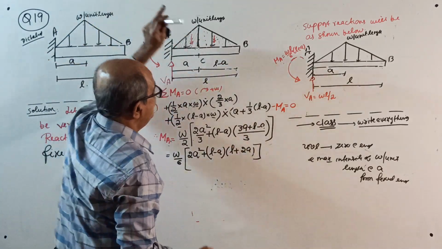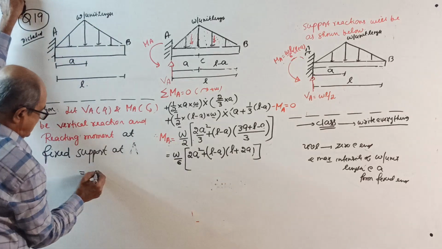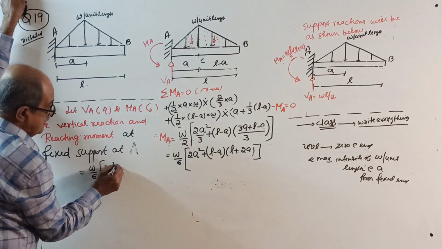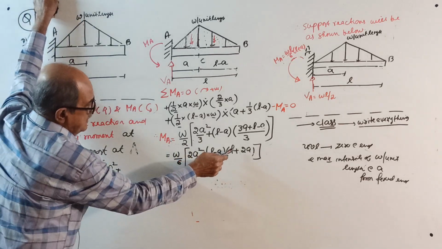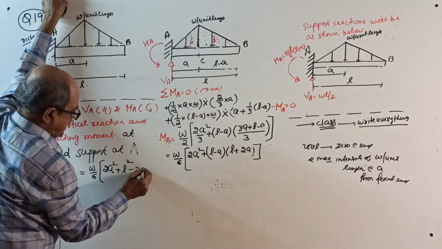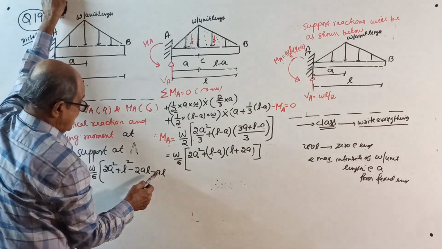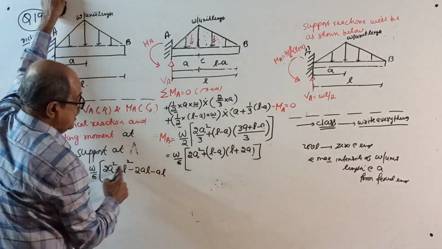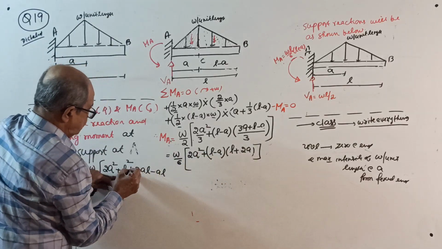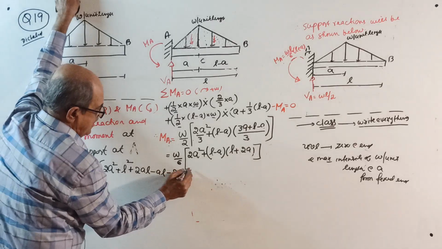Still you have to go there, you have to reach there. Equal to W by 6 times 2A square plus L into L square, L into 2A minus 2AL, A into L minus AL minus 2A square. That is 2A square plus L into L is L square, L into 2A is plus 2AL, minus AL, minus 2A square.